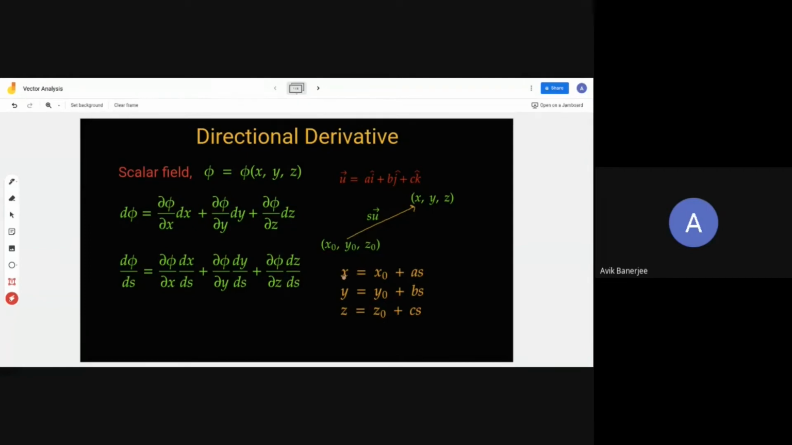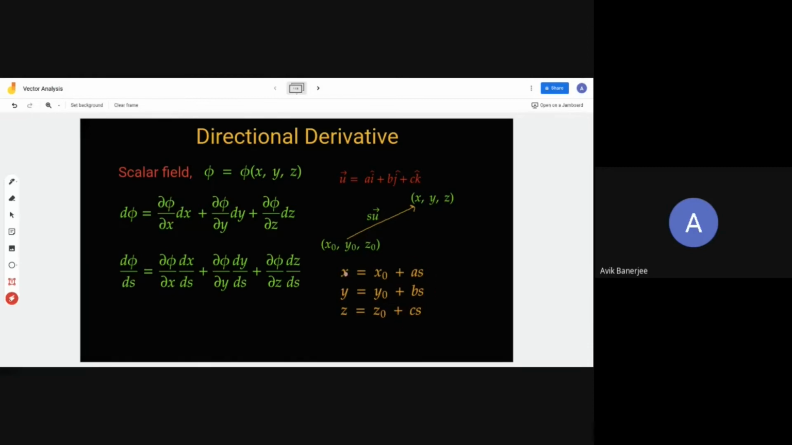So x naught, y naught, and z naught are the coordinates of the starting point. So these are constants. It is a unit vector, u vector. A, b, and c are also constants. So basically x, y, and z are functions of s. X is a function of s, y is a function of s, z is a function of s. S is basically the parameter here.